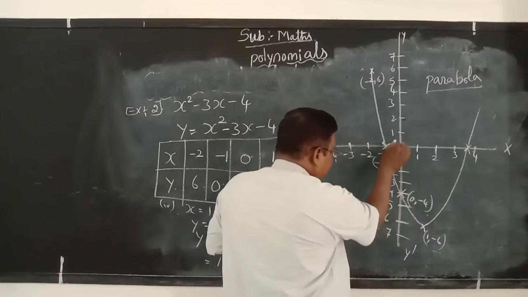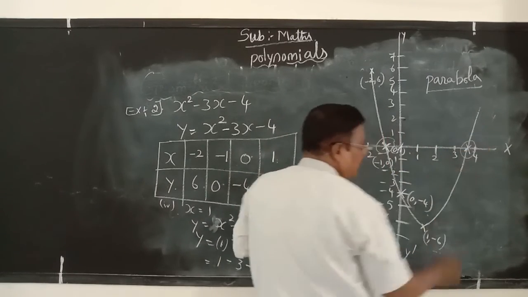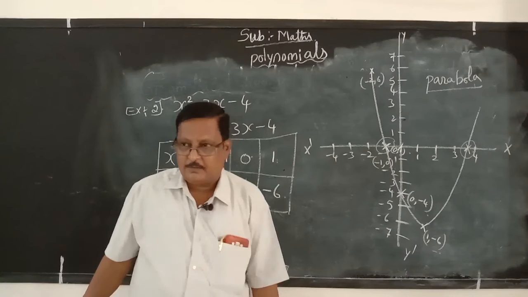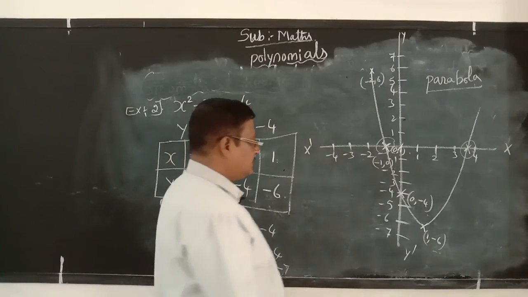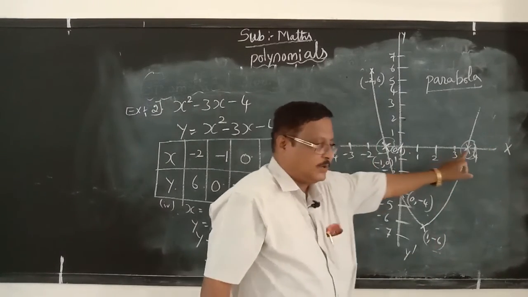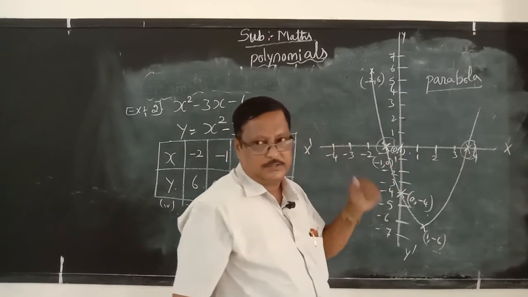These two are the zeros of a polynomial. These two are the zeros of a quadratic polynomial. Here, you calculate and note down this number. This is one of the zeros, this is the other zero.